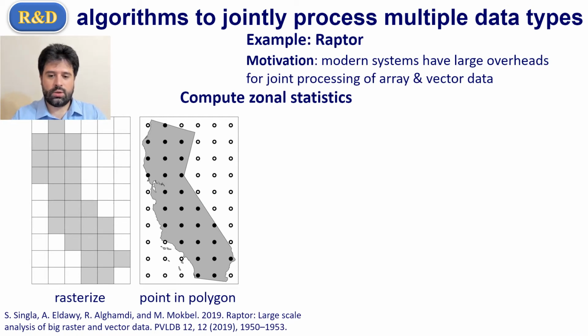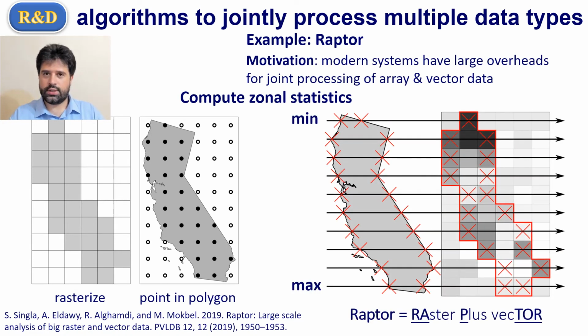One of the ways to solve the challenge is the algorithmic way. As an example, consider Raptor. To compute zonal statistics, like the average of raster values within a polygon, existing systems rasterize the polygon or perform point and polygon tests. Both approaches are time-consuming. Raptor uses scan lines with a step equal to the cell size. It quickly computes the range of indexes that contribute to the result. However, Raptor is designed for zonal statistics, so many more operators are required.